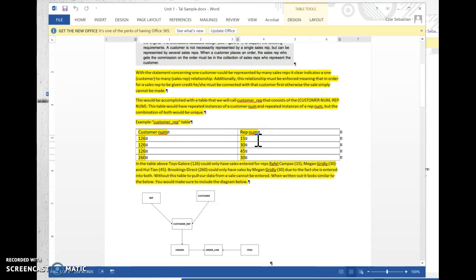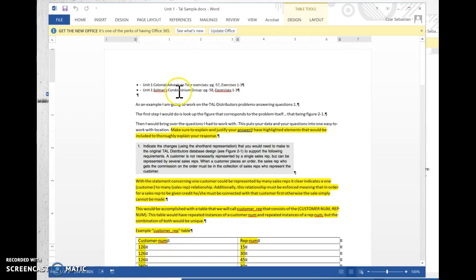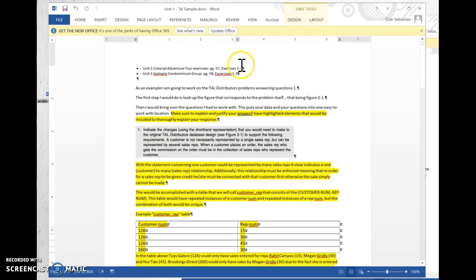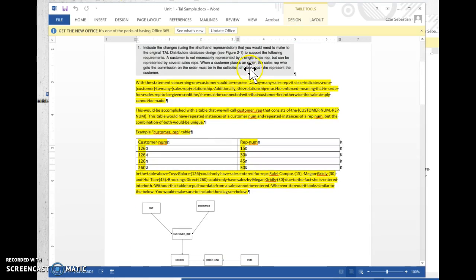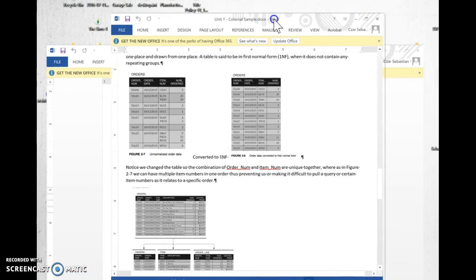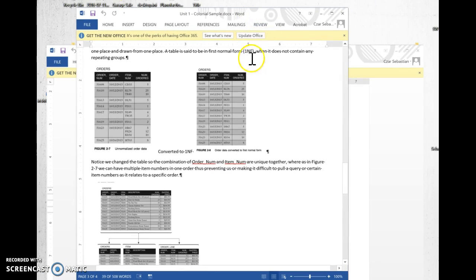Now, I very much hope that helps, and I will continue with this same mode with Unit 1, specifically dealing with the Colonial Adventure Tour exercises. Once again, this is kind of a walkthrough, number 1, and this is a walkthrough of that. So, I finished the TAL. Now let me go on to the next item, which is the Colonial Sample Database.